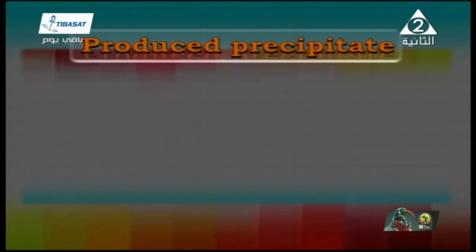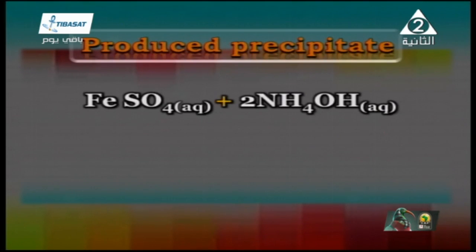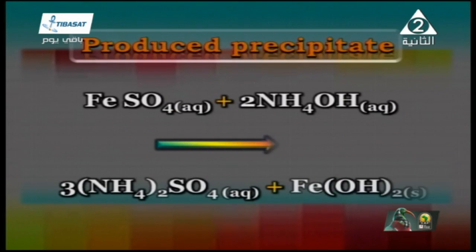So the equation proceeds on the screen now. The iron 2 salt solution is iron 2 sulfate. When it reacts with ammonia solution, ammonium hydroxide, it gives ammonium sulfate (NH4)2SO4 and white green precipitate of iron 2 hydroxide, as shown on the screen.